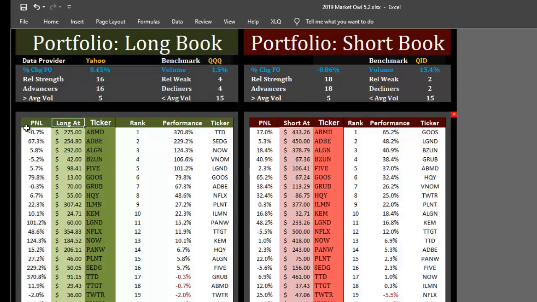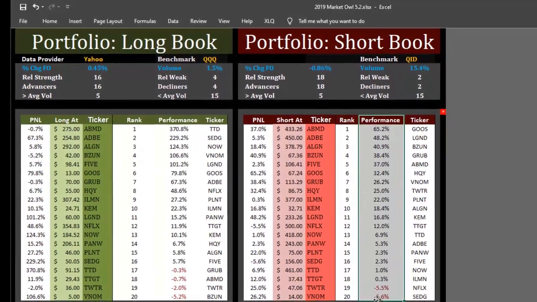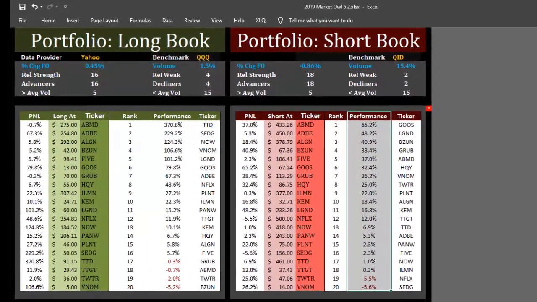I should go over the columns. You've got your P&L, your entry price long, the ticker. Then here it will automatically rank and sort your best performing portfolio stock to your worst. The exact same thing is done on the short book. P&L, the price you're short at, the ticker, and then it automatically ranks. And the performance is your P&L, percent gain or loss.